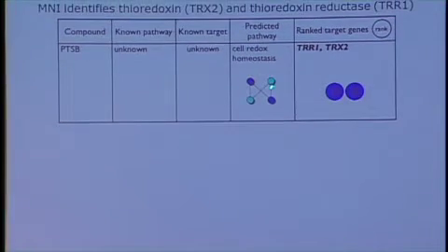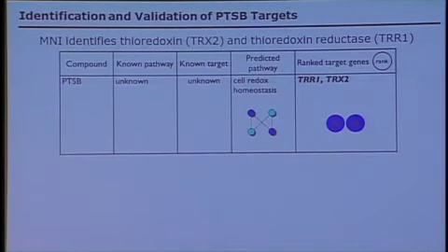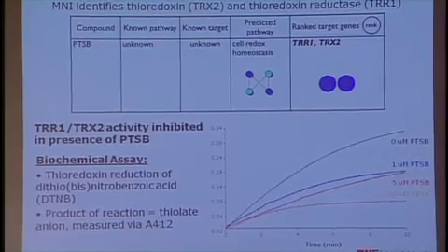We predicted it would hit cell redox homeostasis and 2 targets, thioredoxin and thioredoxin reductase. Scott Schaus and Sean Elliott went in their labs, they actually had assays for that and actually showed that PTSB, in fact, did inhibit thioredoxin and thioredoxin reductase. Probably hits other things, but we were able to go and show this.